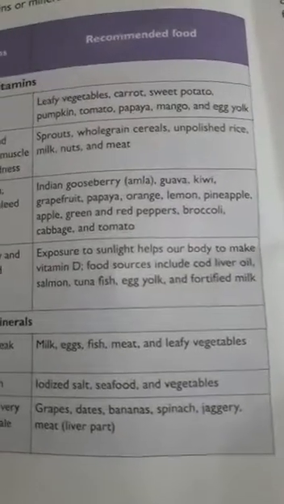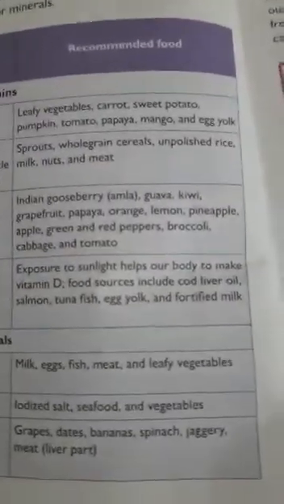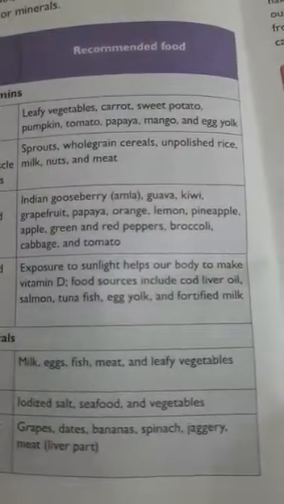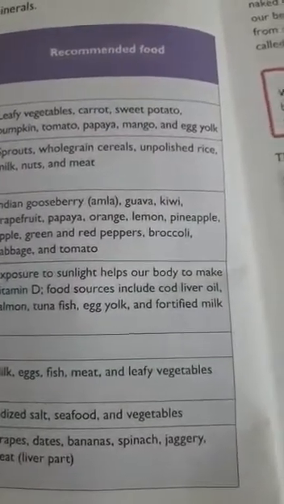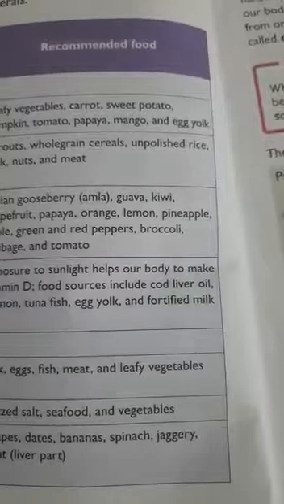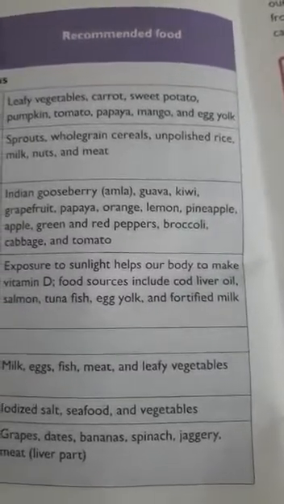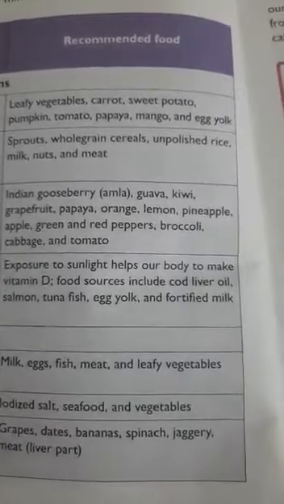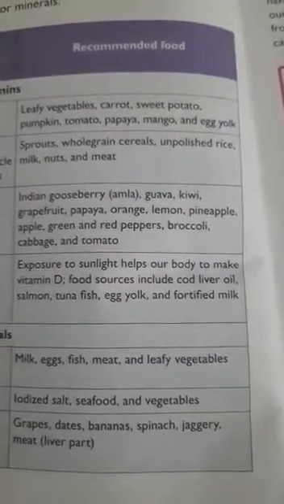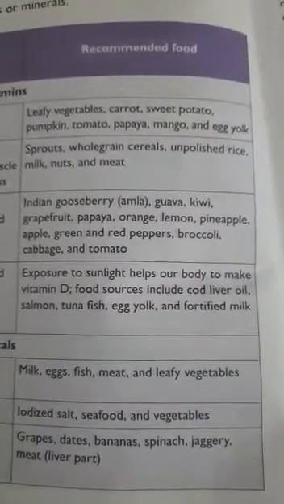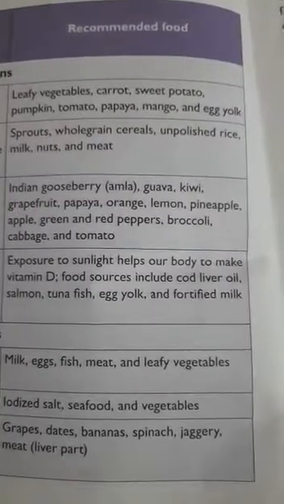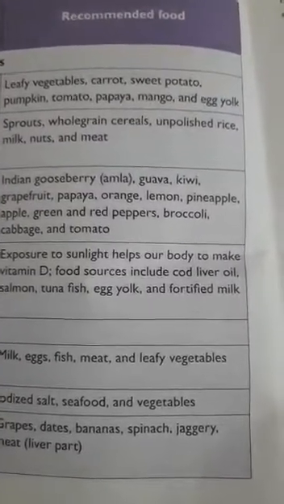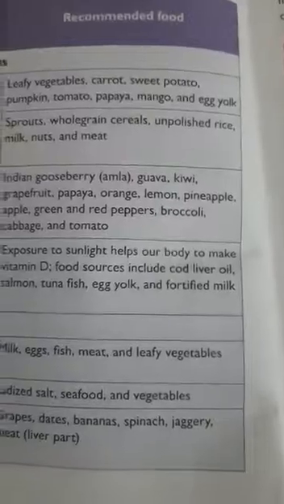Exposure to sunlight. Our body prepares vitamin D by itself in the presence of sunlight. So exposure to sunlight helps our body. We should sit in morning sunlight for at least half an hour to activate vitamin D in our body. Food sources include cod liver oil, salmon, fish, tuna fish, egg yolk, and fortified milk. These are the sources of vitamin D.